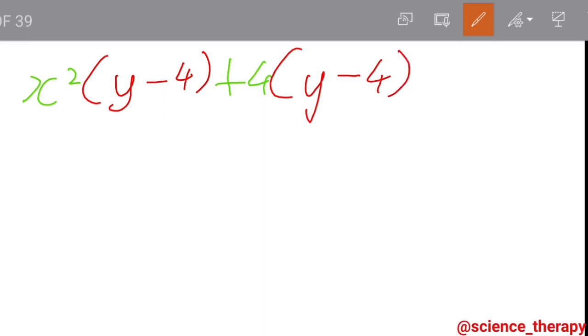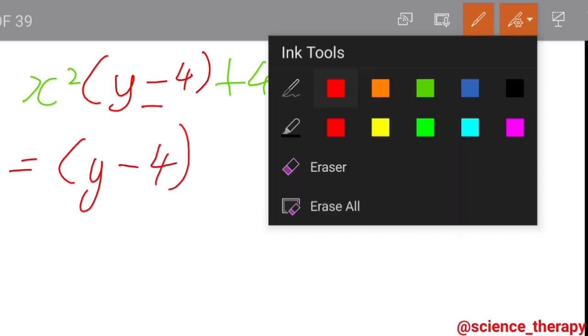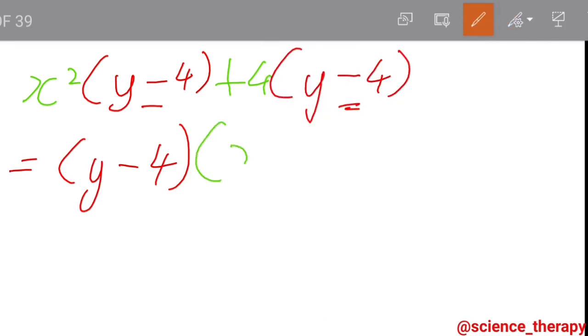Now, do we have any common factors? It's y minus 4 and y minus 4. What do we do? We only write one of this common factor, and then we group the remaining terms into their own bracket. And that's how you have it. Okay.